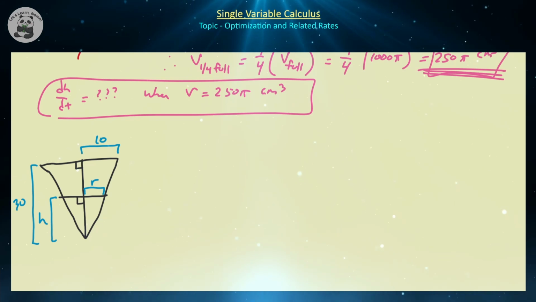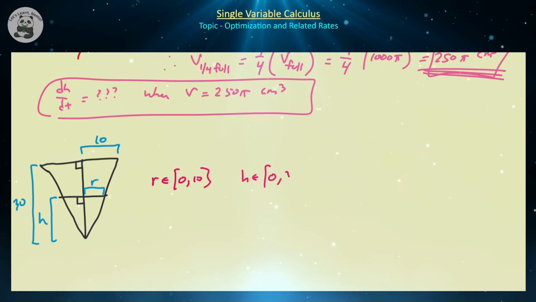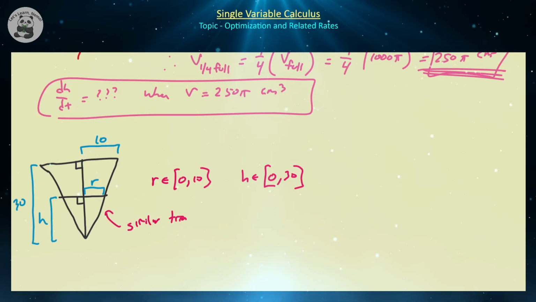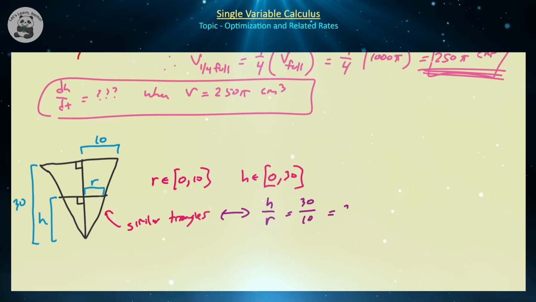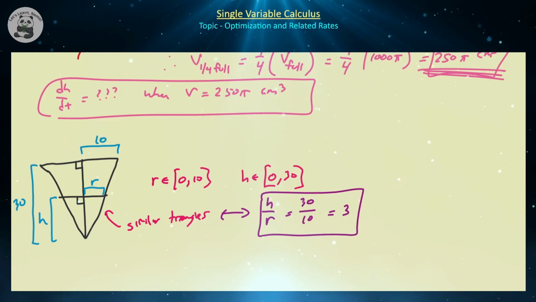So if we look at these particular triangles, they're just similar triangles, right? In particular, where r is going to range from 0 to 10, and h, which is obviously going to range from 0 to 30. Since these are similar triangles, that means their lengths are going to be proportional to each other, right? So h divided by r will be equal to 30 divided by 10, which is just the same as 3. So we have h divided by r is equal to 3, so we can solve this equation for h, which is going to be equal to 3r.